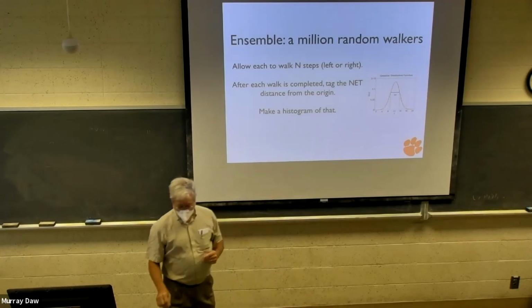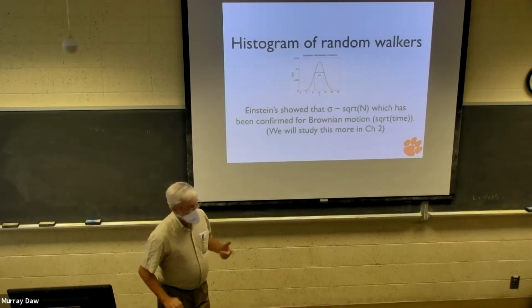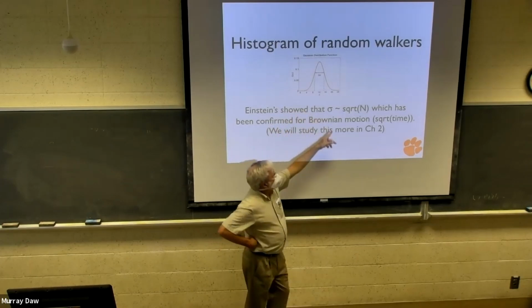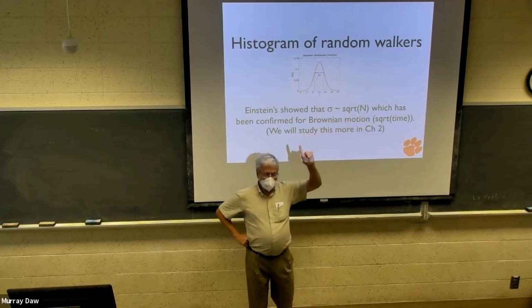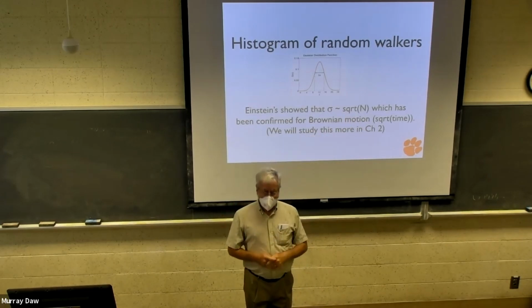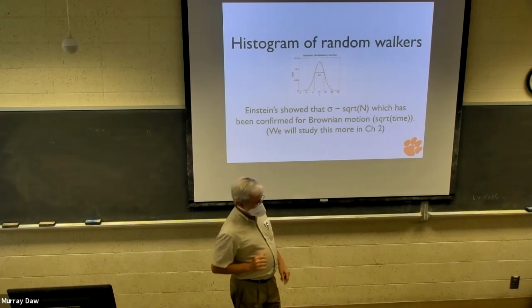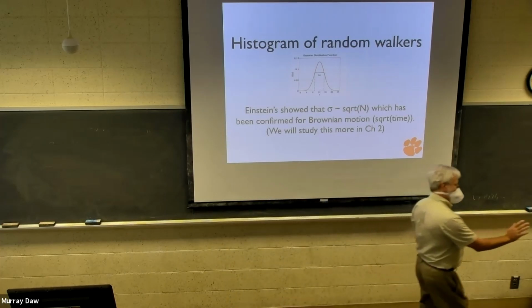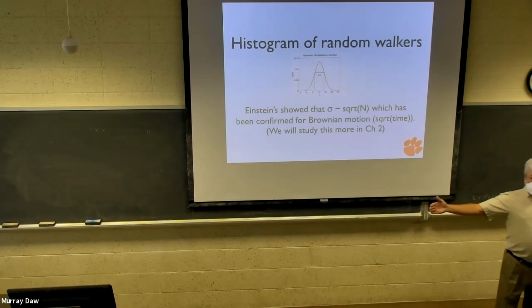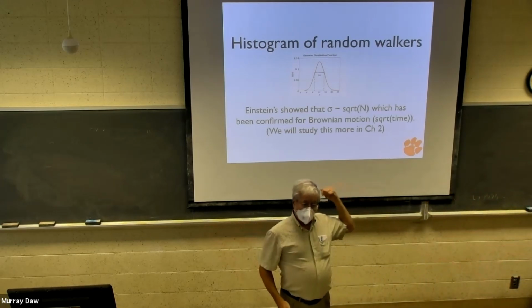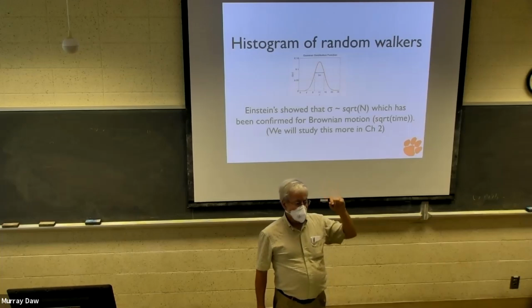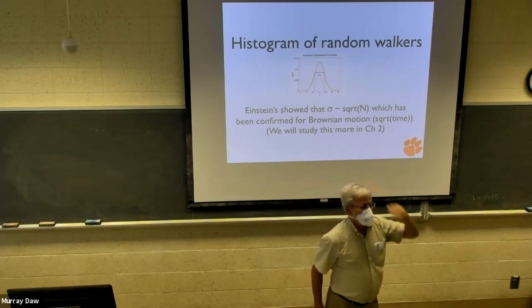So we make a histogram of that. The width of this distribution scales like the square root of the number of coin tosses. That's really interesting. That's different, for example, than if I gave it a kick and just waited, then the distance traveled is proportional to the time. Whereas in this case, it's proportional to the square root of the time. Yes, sir, Mr. Campbell.